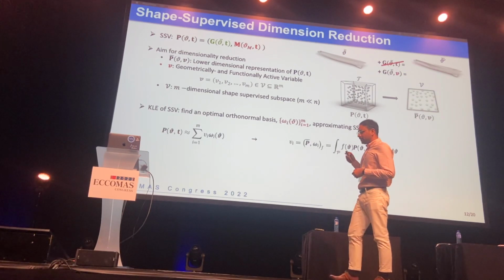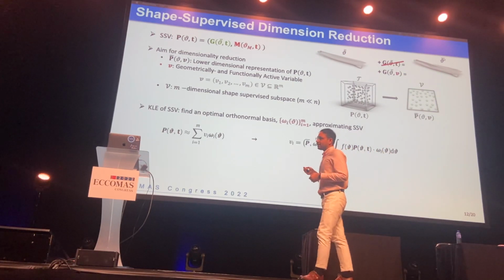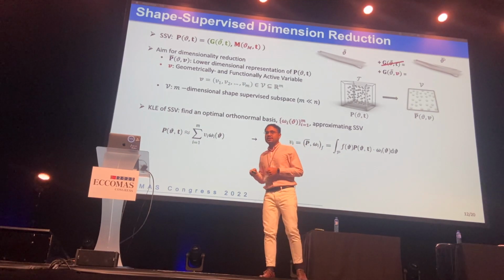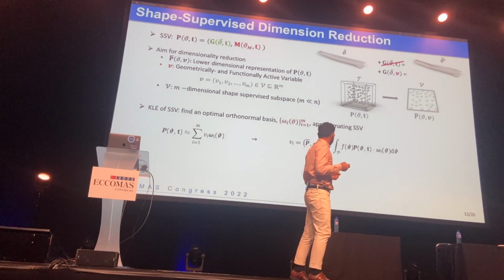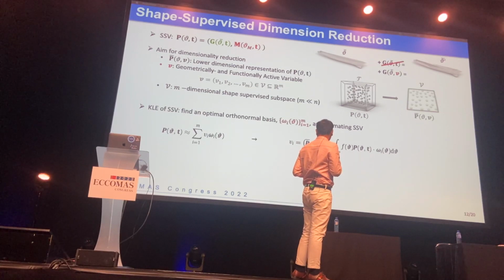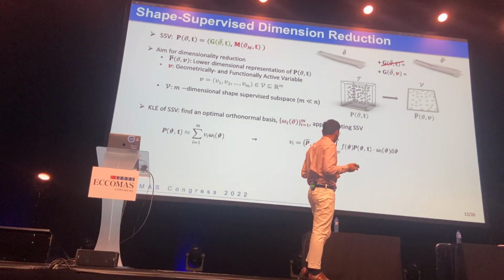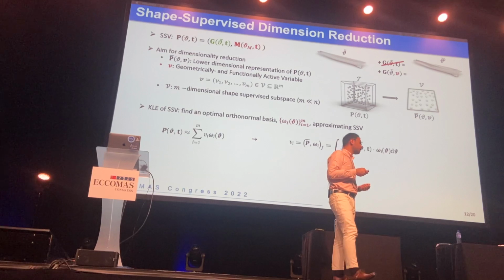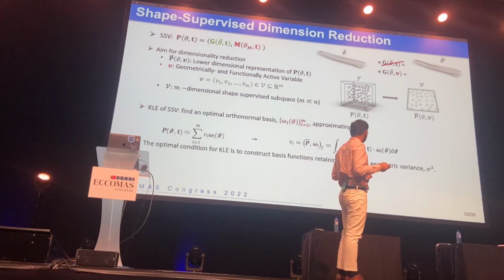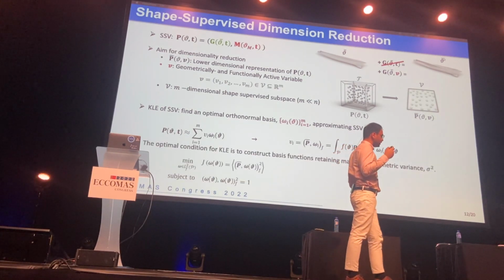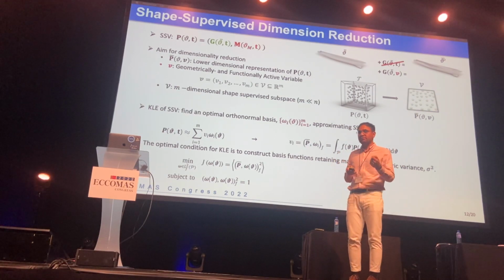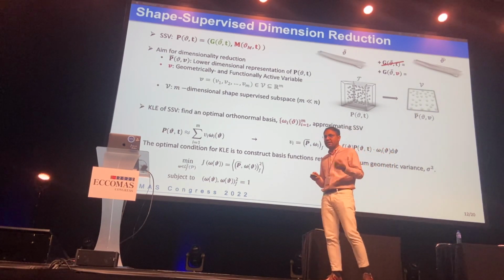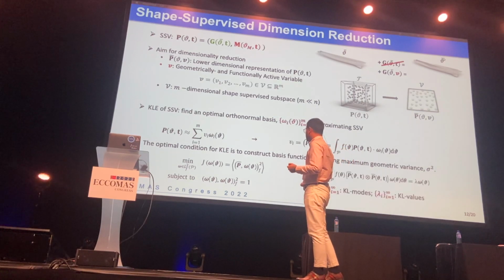So how do we do that? We basically apply KLE, the Karhunen-Loève expansion. The problem for KLE is that we want to construct the optimum orthogonal basis for our shape signature vector, SSV. For this, we solve an optimization whose solution, the eigenvalue solution, would be the orthogonal basis for our new representation.